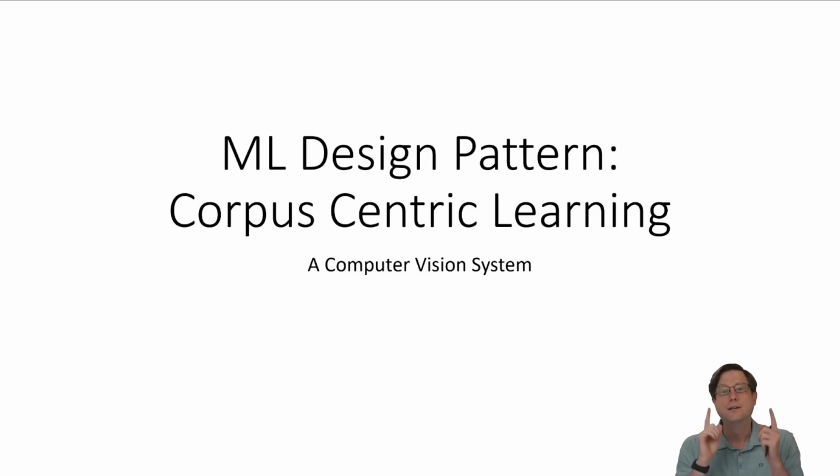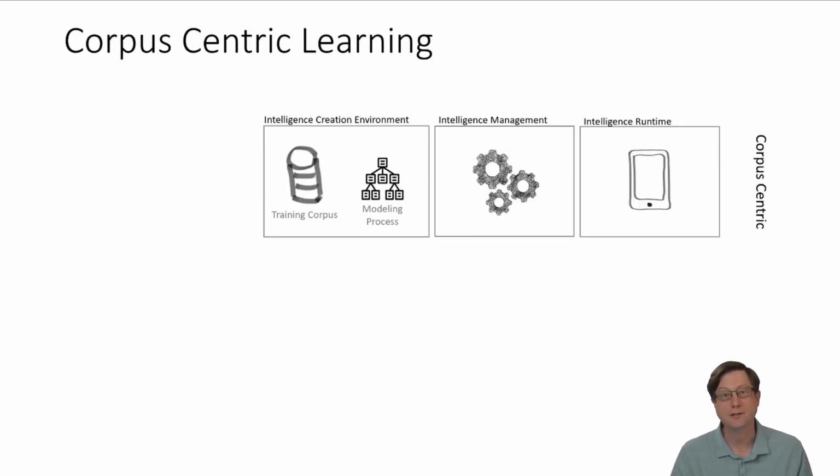Don't worry about it. But what we're going to talk about today is corpus-centric learning and how this, as a design pattern distinct from the closed loop design pattern, is another great way to make progress on putting machine learning into your system. Now, remember, we talked about implementing with machine learning and the intelligence creation environment. Then you have to do intelligence management, which figures out which version of the intelligence should I deploy and how do I make sure everything that needs to get deployed gets deployed together.